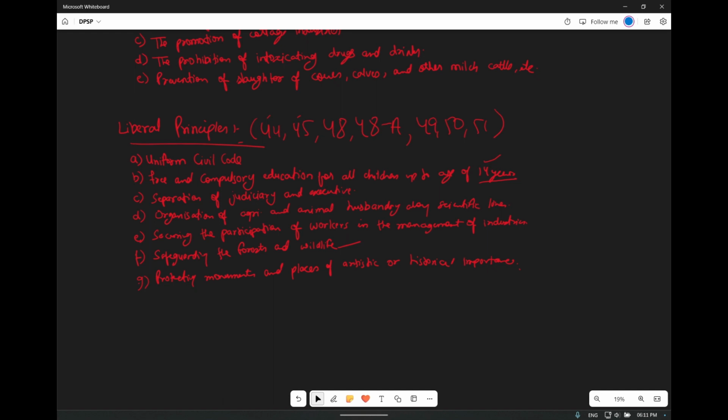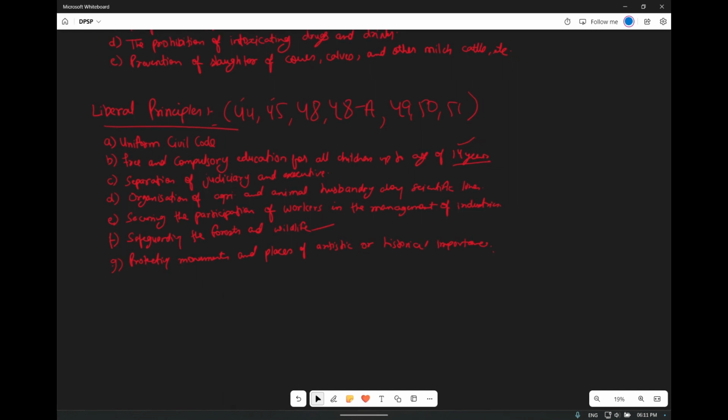Let us suppose a temple is there, and in front of the temple cow slaughtering or that kind of thing is happening. So yes, the government can make a principle or a policy or a law regarding that. Yes, the government is free to do so. Okay, that is given to the government as per the DPSP. So that's why these types of concepts have been included under the liberal. Okay, there are wider aspects that come under the liberal principles.